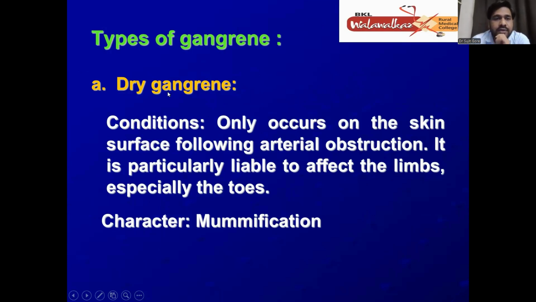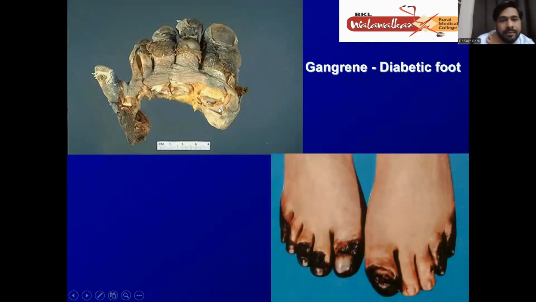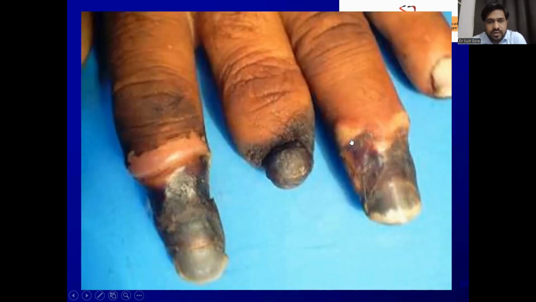First we'll start with dry gangrene. It occurs on the skin surface following arterial obstruction. It is particularly liable to affect the limbs, especially the toes. The characteristic feature is gross mummification. So this is a diabetic foot showing dry gangrene. This is an amputated foot, and this blackish area is also an example of dry gangrene.